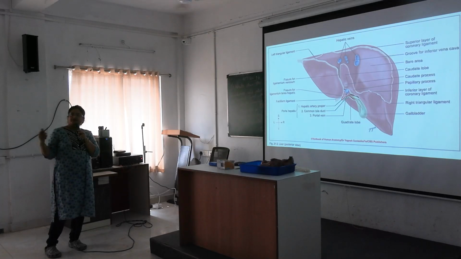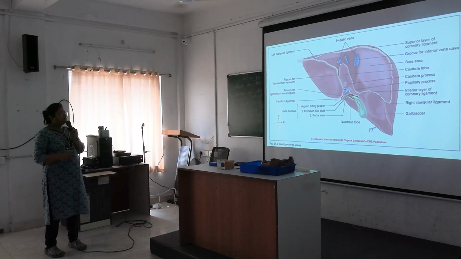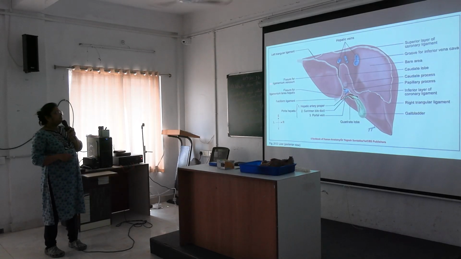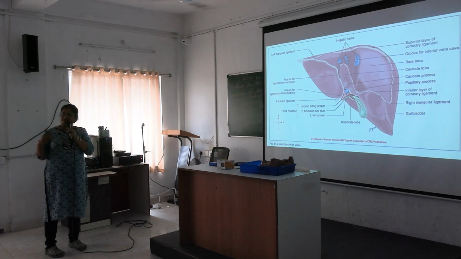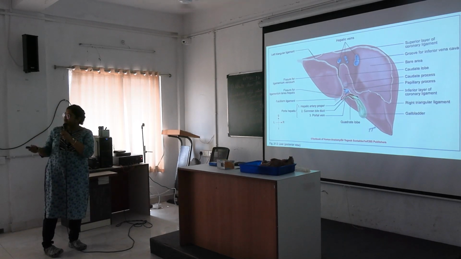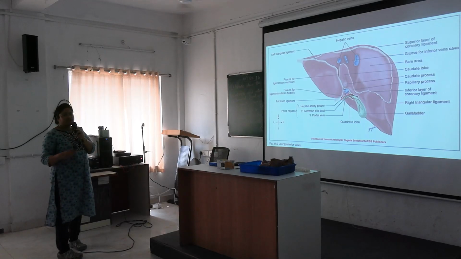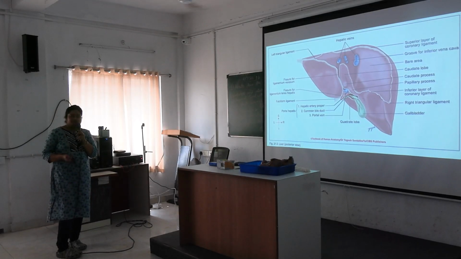Okay, coronary ligament and triangular ligaments are peritoneal reflections, also the falciform ligament, and these are false ligaments. Ligamentum venosum and ligamentum teres hepatis, these are true ligaments, and peritoneal reflections are called false ligaments of the liver. Okay, ligaments of liver can also come as a short note.